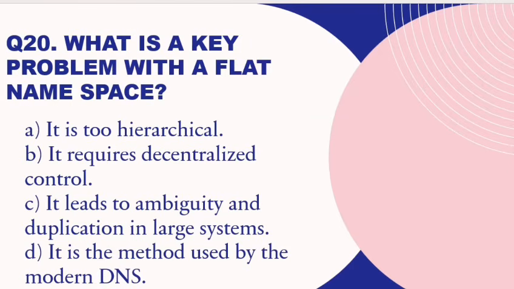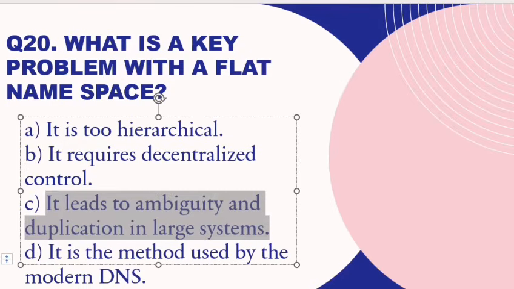Moving on to the next question. What is the key problem with a flat namespace? Option A, it is too hierarchical. Option B, it requires decentralized control. Option C, it leads to ambiguity and duplication in large systems. Option D, it is the method used by the modern DNS. So the correct answer for this question is option C.